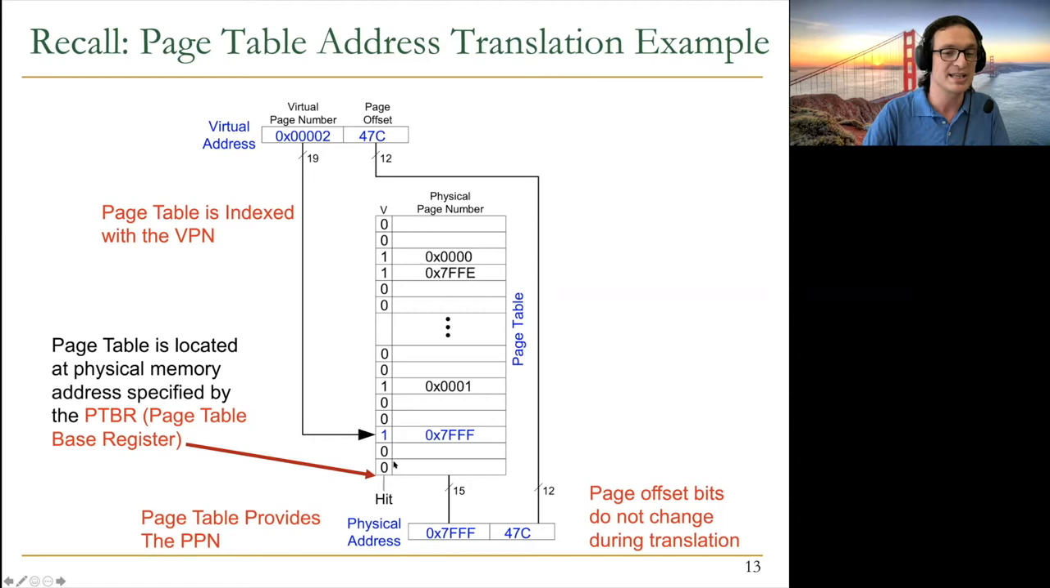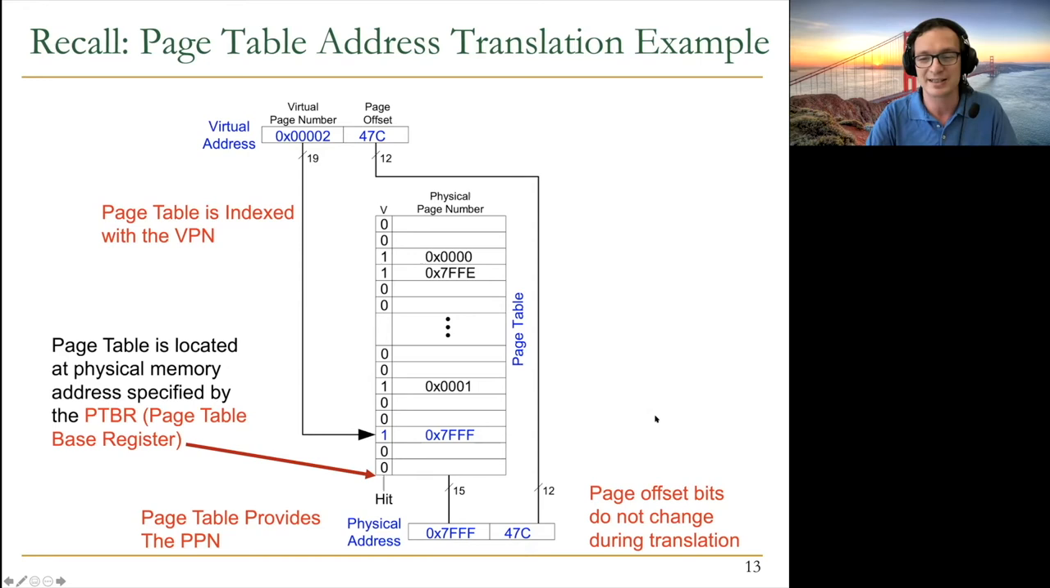Basically, the processor needs to do a memory access to a page table entry located at offset 2 from the page table base register, which is a pointer to the page table in physical memory. And in this case, it happens to be that the page table entry is valid, which means that the physical page corresponding to the virtual page you're accessing is in physical memory, and this is its physical frame address. You basically take that and concatenate it with the page offset, which leads to the physical address that we're accessing. And remember, page offset bits do not change during translation. And hopefully you remember all of this.